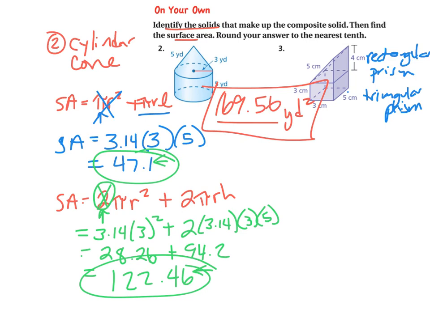So make sure you've labeled this cylinder, cone, and then this was for the cone, this was for the cylinder, and then you add them together to get the total surface area, which is 169.56. All right, let's do number 3 on another page.